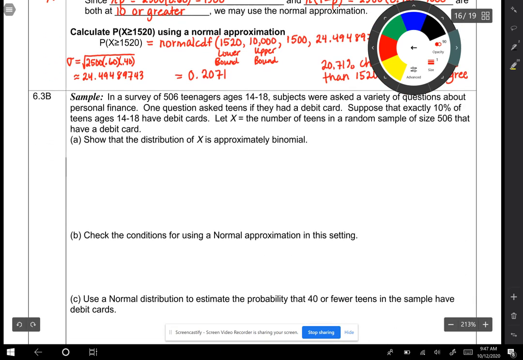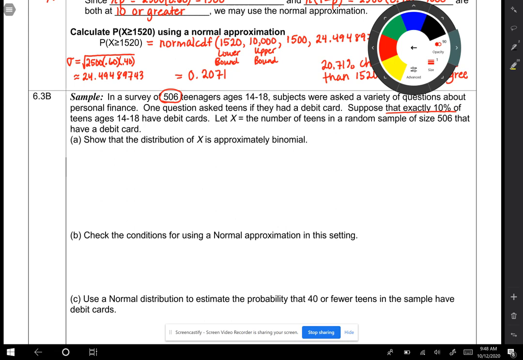In a survey of 506 teenagers ages 14 through 18, so 506 is going to be our N, our sample size. So always circle or highlight stuff that's important. Subjects were asked a variety of questions about personal finance. One question asked teens if they had a debit card. Suppose that exactly 10% of teens ages 14 to 18 have debit cards. Let X equal the number of teens in a random sample of size 506 that have a debit card. Show that the distribution of X is approximately binomial.